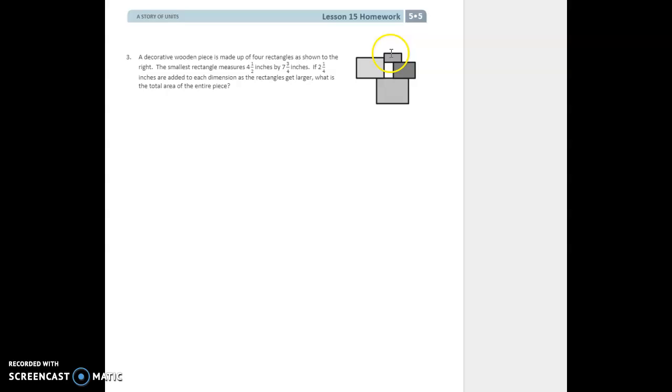then this one. So we could label it and say this is shape A, and then this one's shape B. Let me put it in here. Shape B. Shape C. And then shape D. Okay, so it says here the smallest rectangle measures 4.5 by 7 3/4 inches.